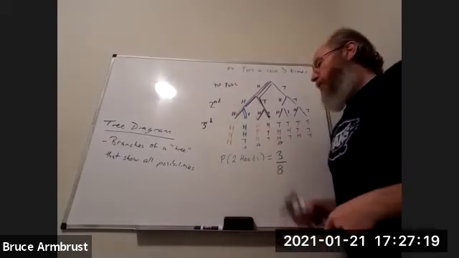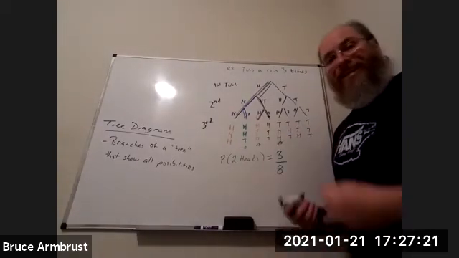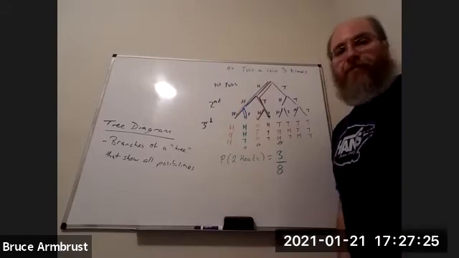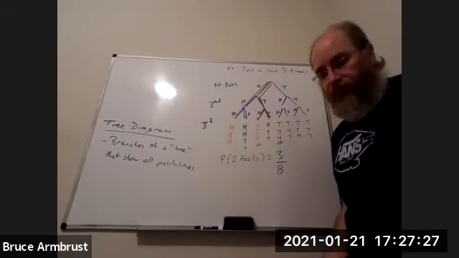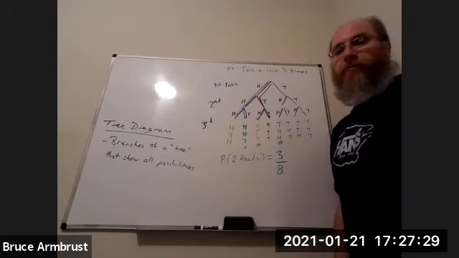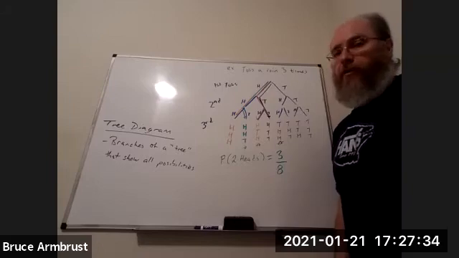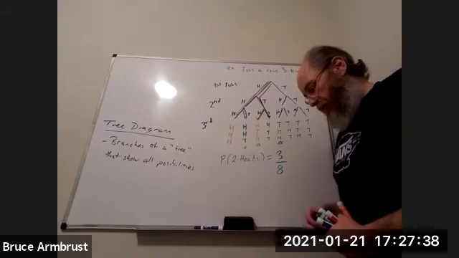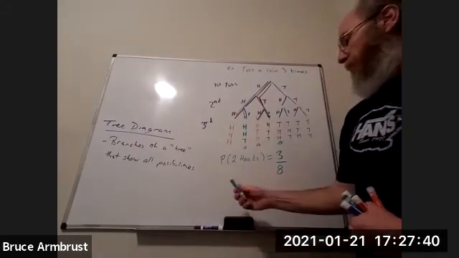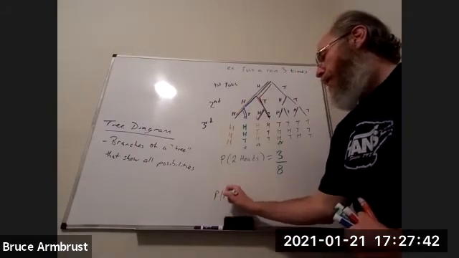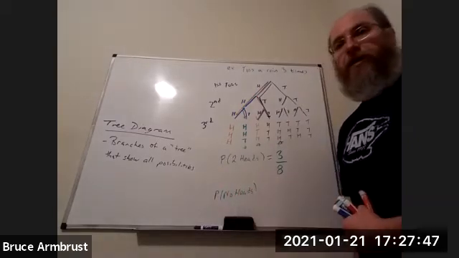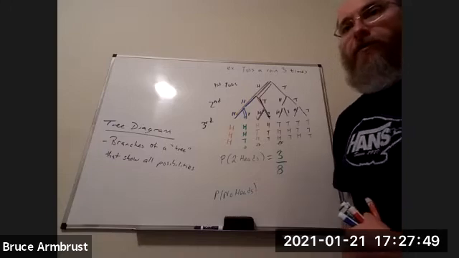So the probability of getting exactly 2 heads is 3 out of 8. So 3 out of every 8 times you should get 2 heads. What's the probability, say, of no heads? What's the likelihood that if I toss this coin 3 times, I get no heads?